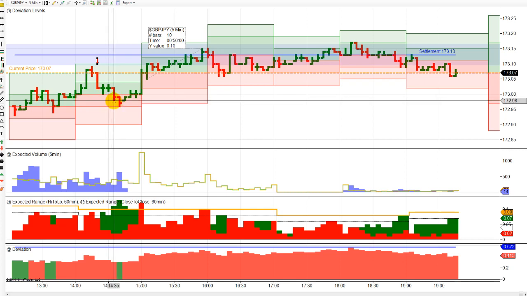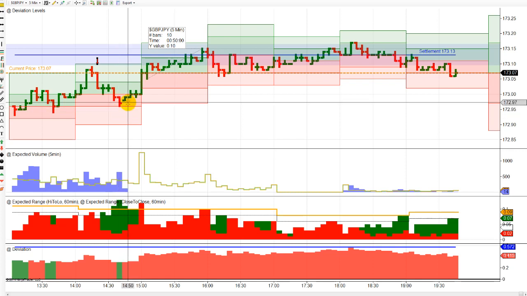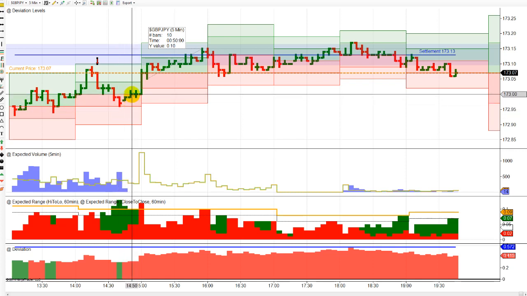We take profit. And then it turns around, volume exceeds expectations again. It turns around, we get a reversal bar. It breaks that reversal bar's high. And we go long again and take profit again.